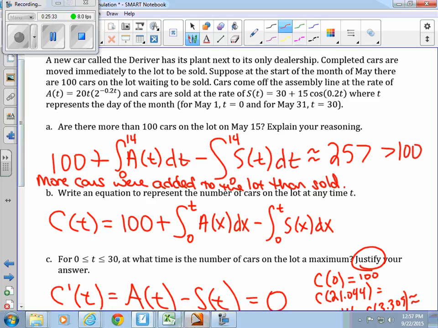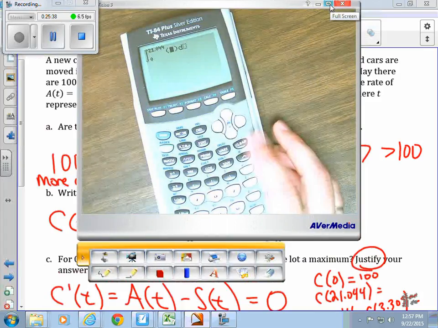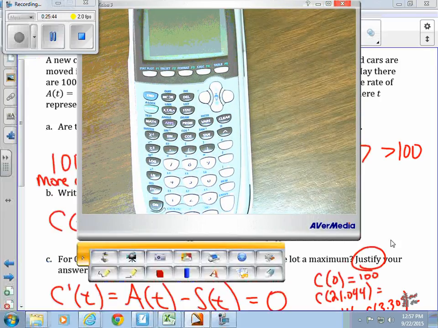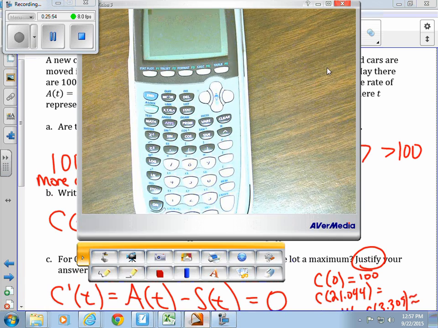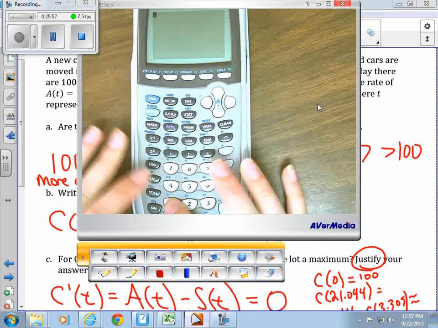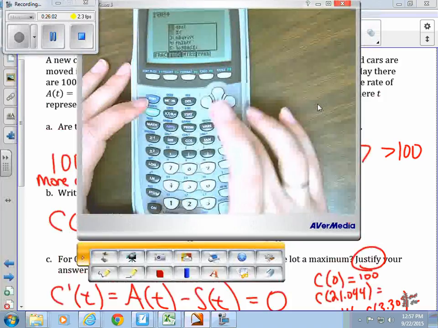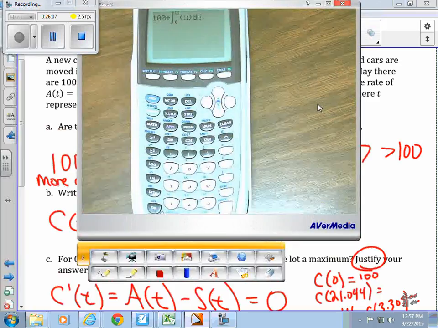So stop and look. Everyone watch. I want to do C of t, which you have written on your paper, I hope. It's this thing right here, right? If you want to type that in your y equals just so you can retype the number in, you can. But you can type it in your home screen. So I'm going to do 100 plus the integral, alpha zoom, or alpha window number 4, from 0. I'm not going to waste my time doing from 0 to 0 because I know the answer will be 100.